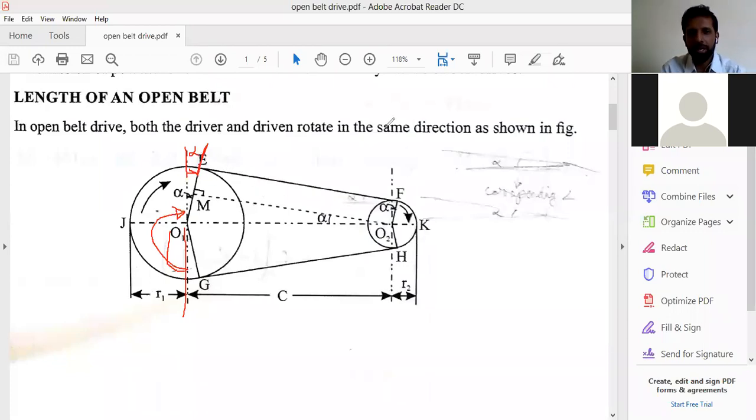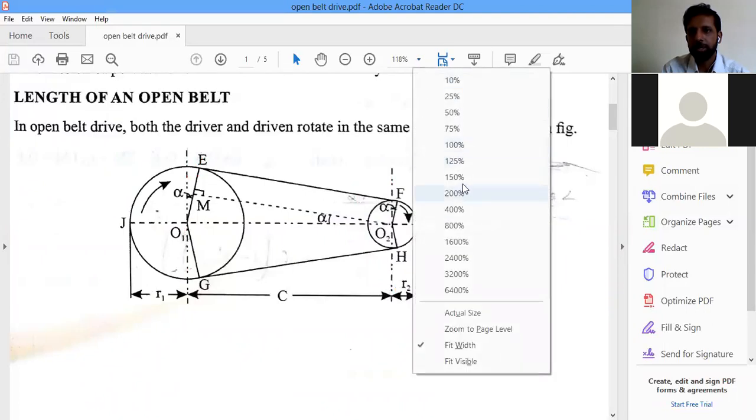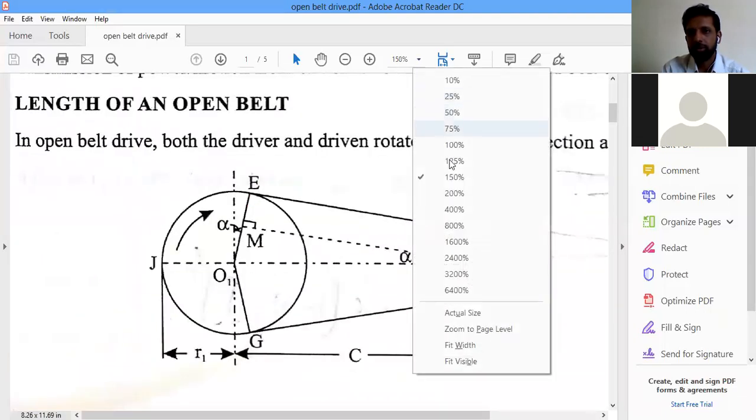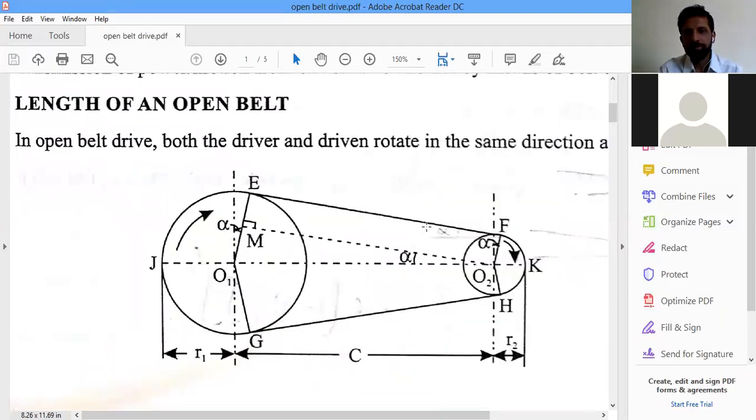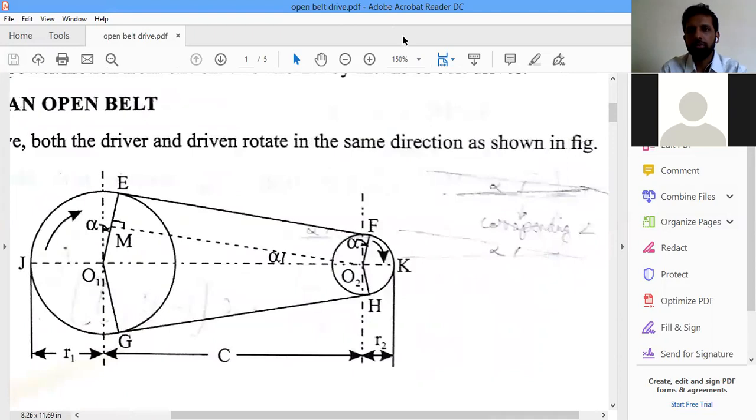Similarly over here, when we look at this particular portion, we'll take up the same thing. We'll take this dotted line, which is a 90-degree line. Now the belt is going to come in contact at point F. Just a second, let me enlarge this so that you can view it much better.